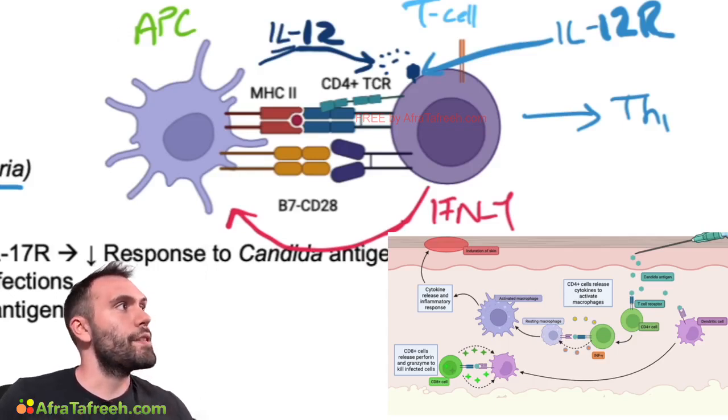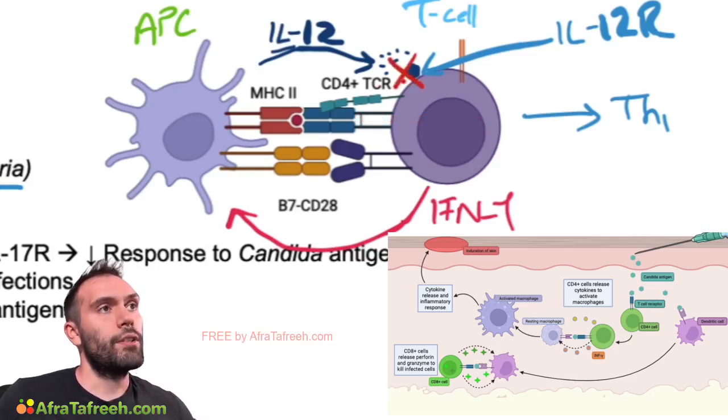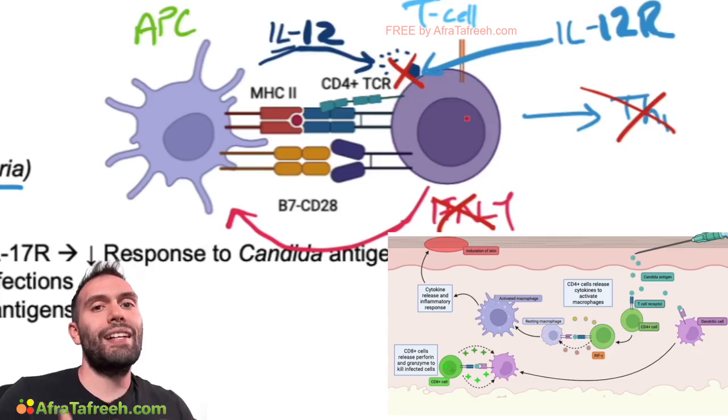So now what happens in this interleukin 12 receptor deficiency is, if I knock out my receptor, right, I can't get this interleukin 12 to bind to the T cell. I can't get a T helper 1 response because I don't have this binding to stimulate the response, and I don't get interferon gamma released because this T cell never got that signal from the macrophage or from the antigen presenting cell, right? And so that's the whole concept.